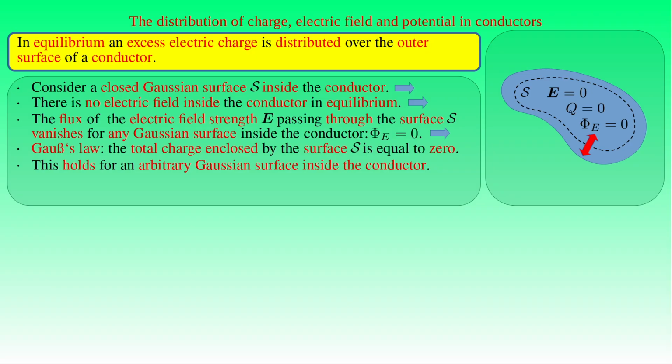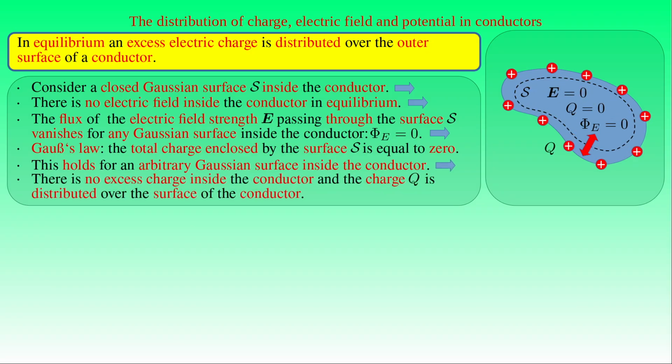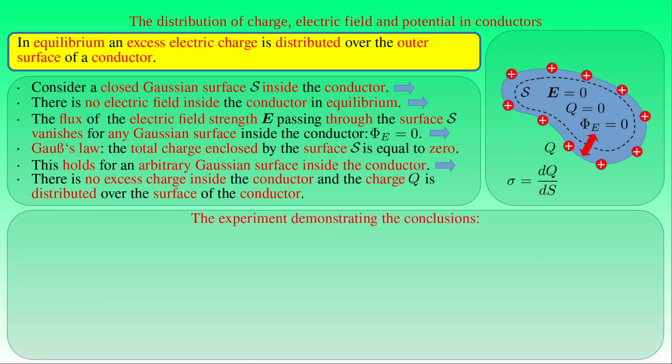As a result, in the electrostatic equilibrium there is no excess charge inside the conductor, and the charge is distributed over its surface, and this distribution is described by a given surface charge density sigma. These conclusions drawn from the thought experiments can be demonstrated by the following experiment. First, we give some amount of electric charge to a metal box with a hole on it which is electrically insulated from its environment. If we bring an electrically neutral metal sphere into contact with the outer surface of the metal box and touch the plate of a discharged electroscope with the metal sphere, then the electroscope will show that the metal sphere attained charge.